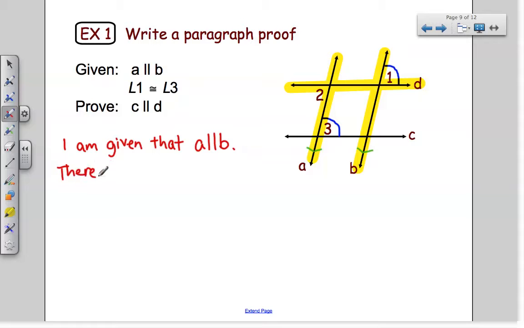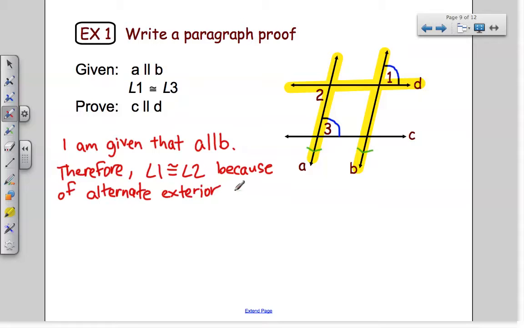So I'm going to say, therefore, angle 1 is congruent to angle 2. That would be my statement. And how do I know that? Because they are alternate exterior angles. Oh, be careful here. This is not a converse. We had parallel lines. We're saying the angles are congruent because of it. Angle 1 is congruent to angle 2 is my statement. Reason? They are alternate exterior angles. Oh, I should say because of the alternate exterior angles theorem. This was our basic theorem, not our converse.